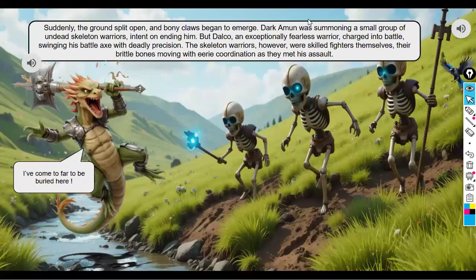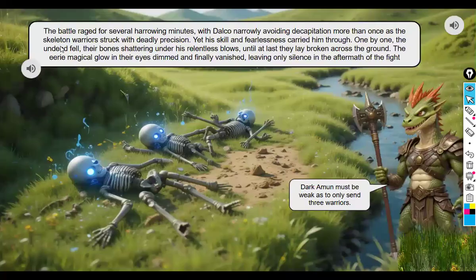Right. So Dalco is close to Dark Ammon's secret hideout. So Dark Ammon is, at the moment, defending his fortress. So he summons those skeleton warriors there. But Dalco, he isn't afraid.